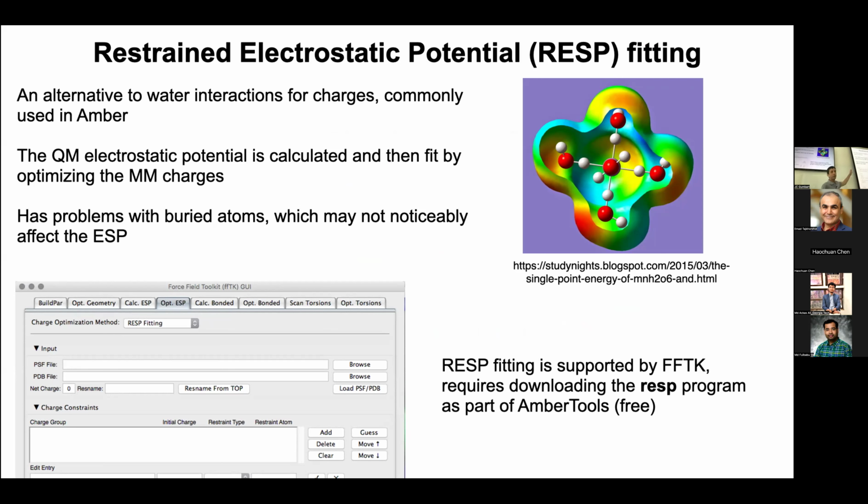Just note that, particularly with buried atoms, this can have a problem, because if they're in the center of the molecule, they may not affect the electrostatic potential around the surface of the molecule. But you may have good reasons for wanting to use it.